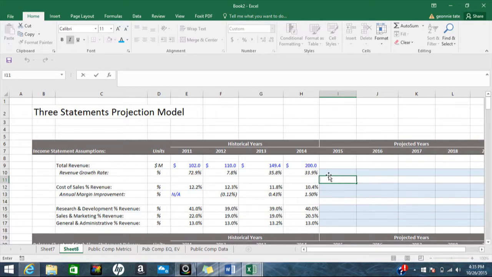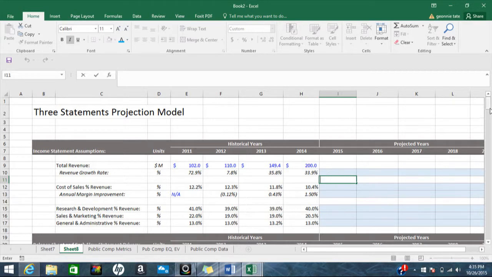And after we finish this three statements projection model, you'll be able to calculate the IRR, or the internal rate of return. And if your IRR is higher than your targeted IRR, you would invest. But if not, you will not invest.